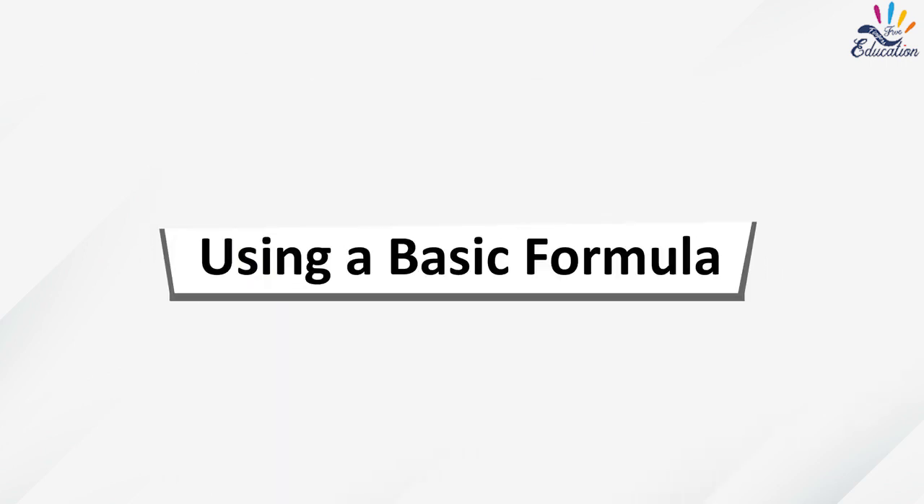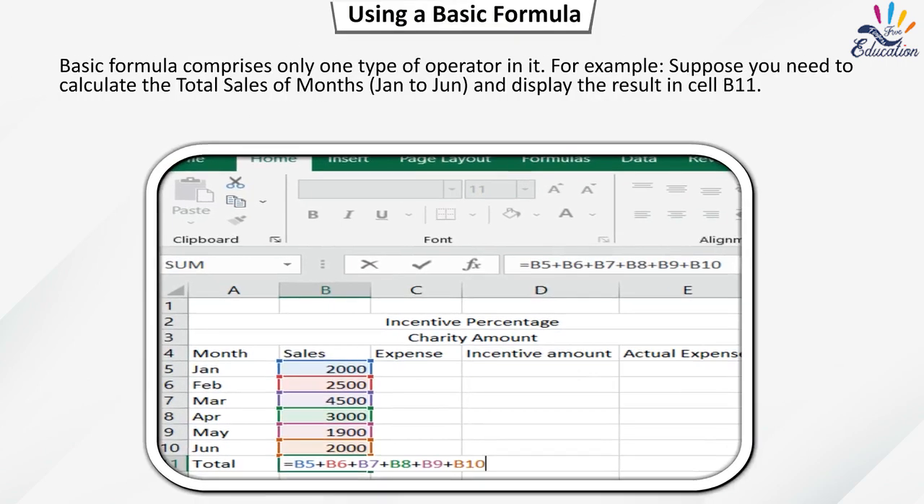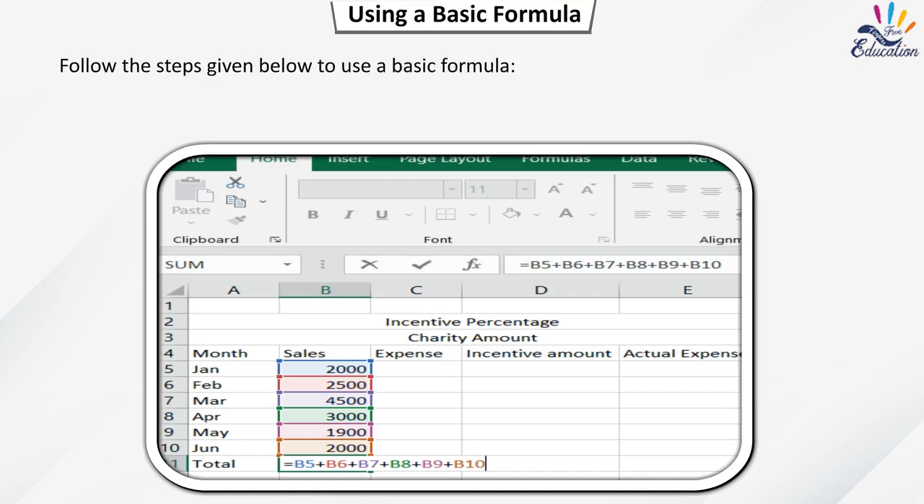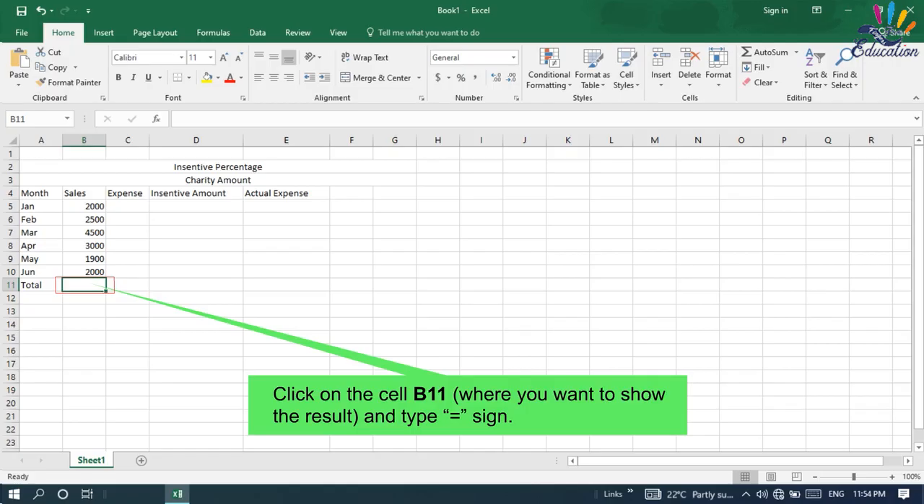Using a basic formula. A basic formula comprises only one type of operator in it. For example, suppose you need to calculate the total sales of months Jan to June and display the result in cell B11. Follow the steps given below to use a basic formula. Click on the cell B11 where you want to show the result and type the equal to sign.